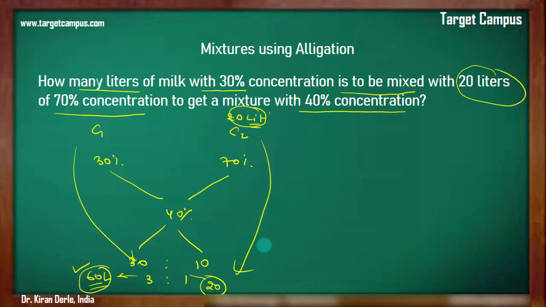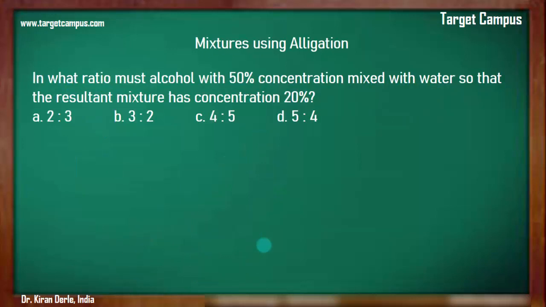I hope this question is clear. In what ratio must alcohol with 50% concentration be mixed with water so that the resultant mixture has a concentration of 20%? The alcohol mixture has 50% concentration. What should be the value for water? We are mixing with water, and water has 0% concentration of alcohol.